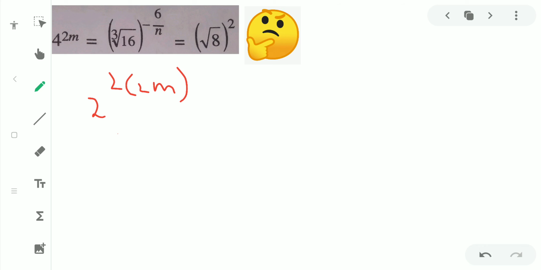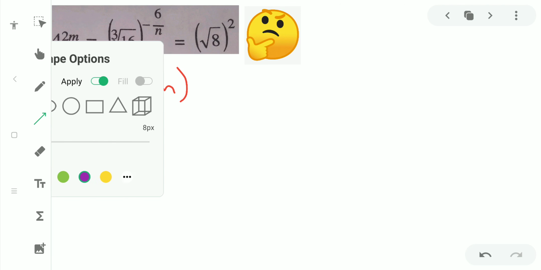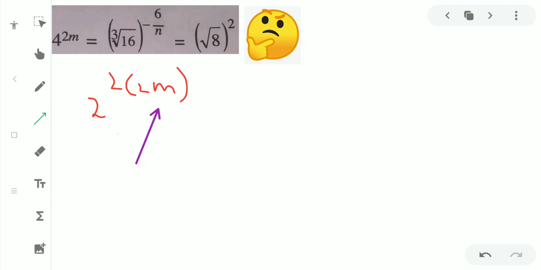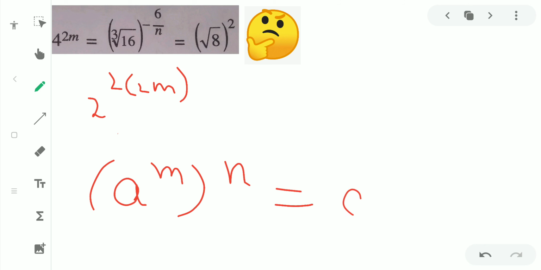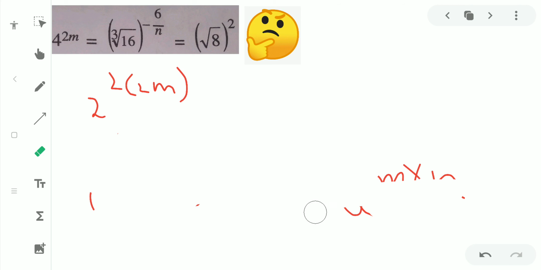I have written the multiplication symbol over here because we know a formula, that is (a^m)^n is equal to a^(m×n). So that I am writing here, which is equal to (cube root of 16) whole power minus 6 by n.